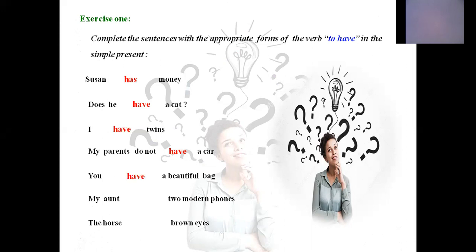You have a beautiful bag. My aunt has 2 modern phones. The horse has brown eyes. It has also, because it's the third person pronoun it for animals. So here we have the horse. The horse has brown eyes.